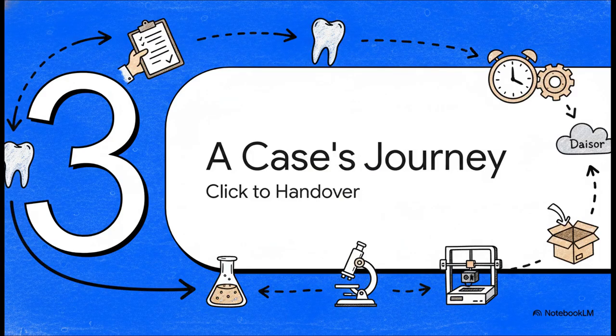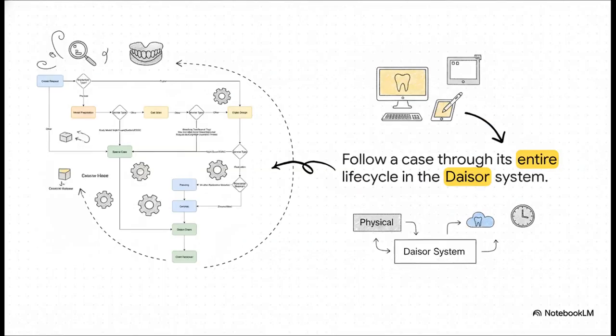So theory is great, but let's see how this actually works in practice. We're going to follow one single case through its entire journey in the system, from the moment it walks in your door to the second it's handed back to the clinic. Now, this diagram here shows you the core logic. It looks simple, and that's the point. Whether a case starts with a physical impression or a digital file, Daisor creates a clear, automated path for it, making sure no step is ever forgotten. So, let's follow that path, one step at a time.